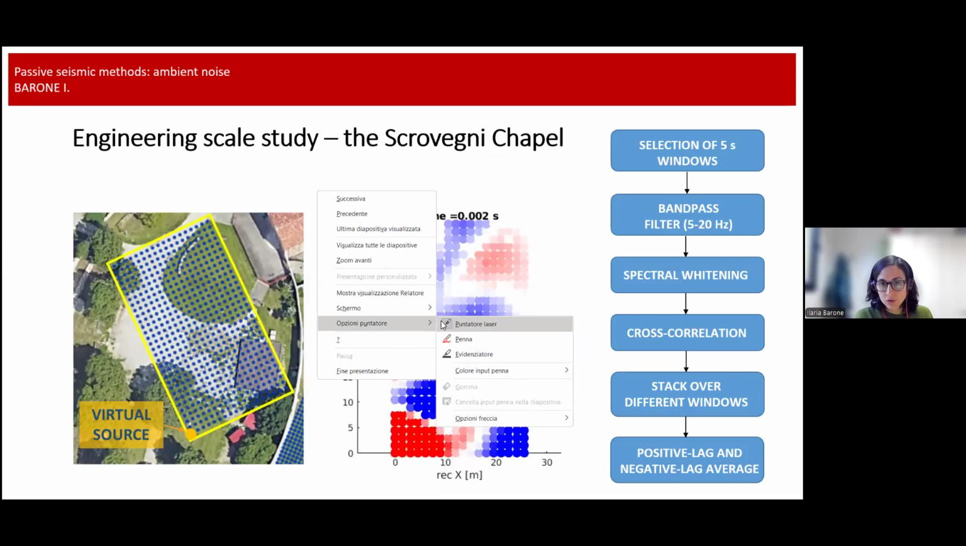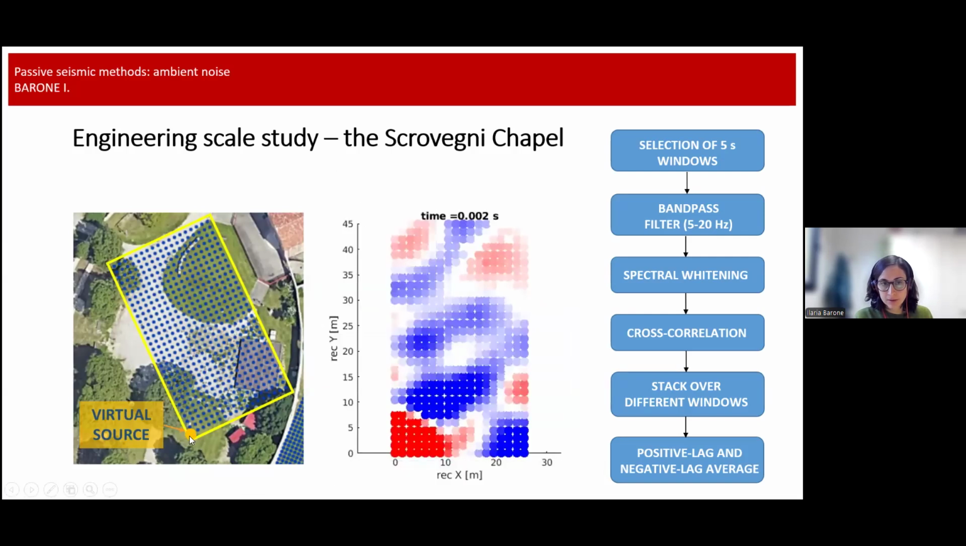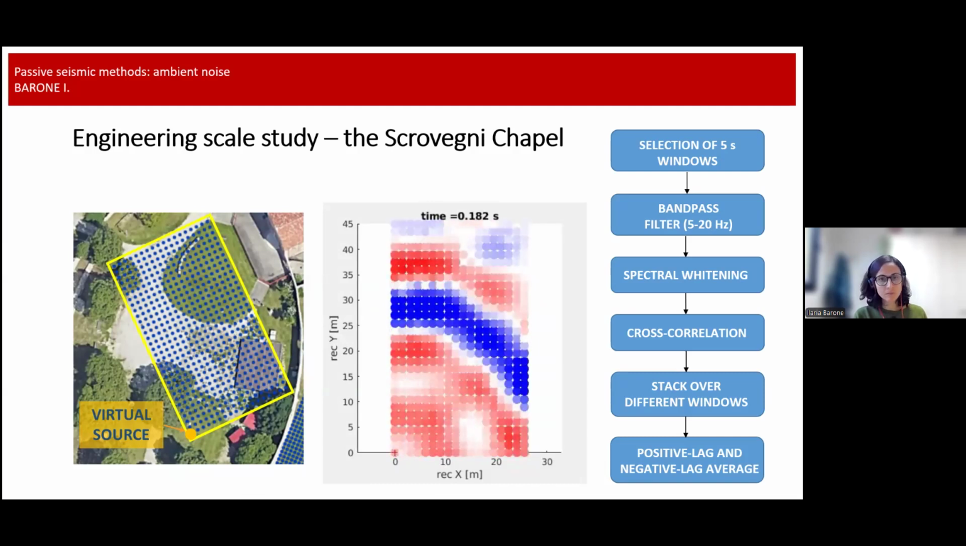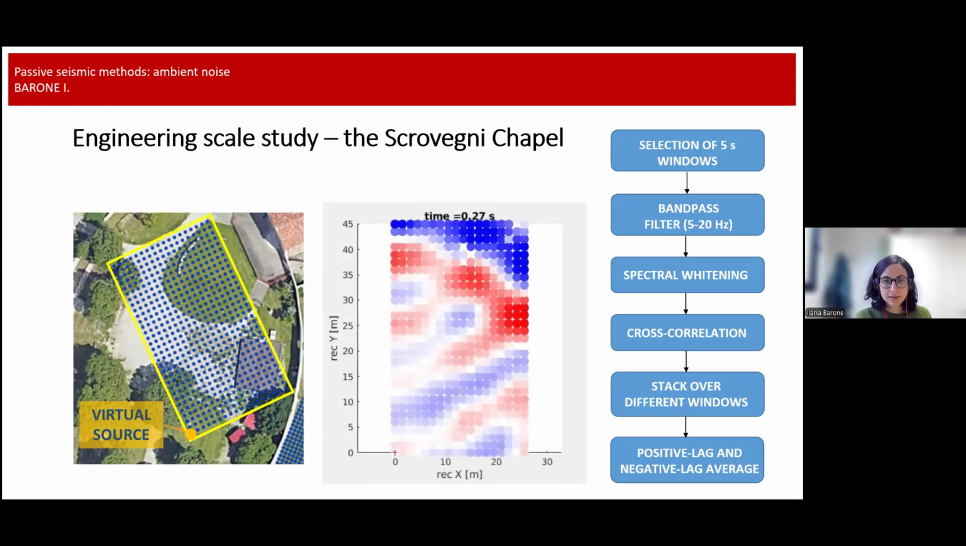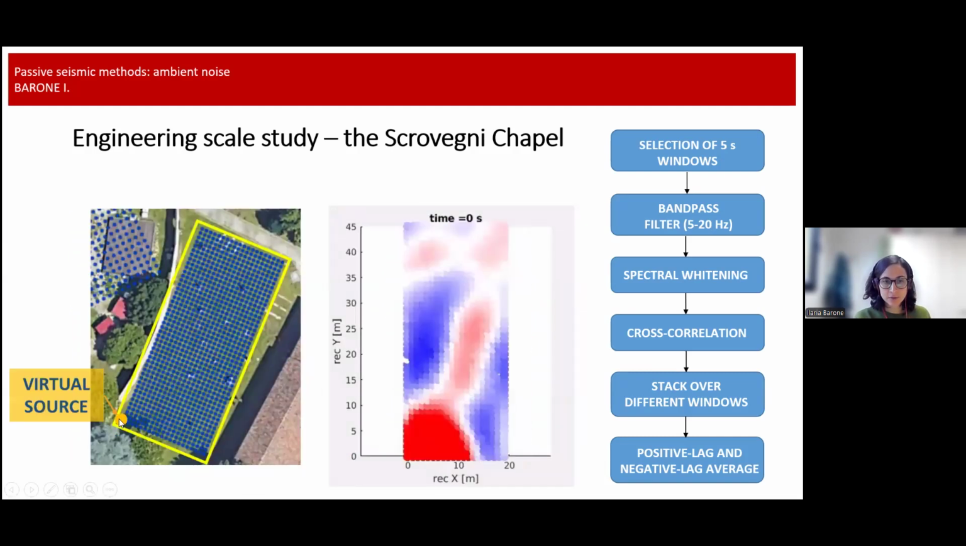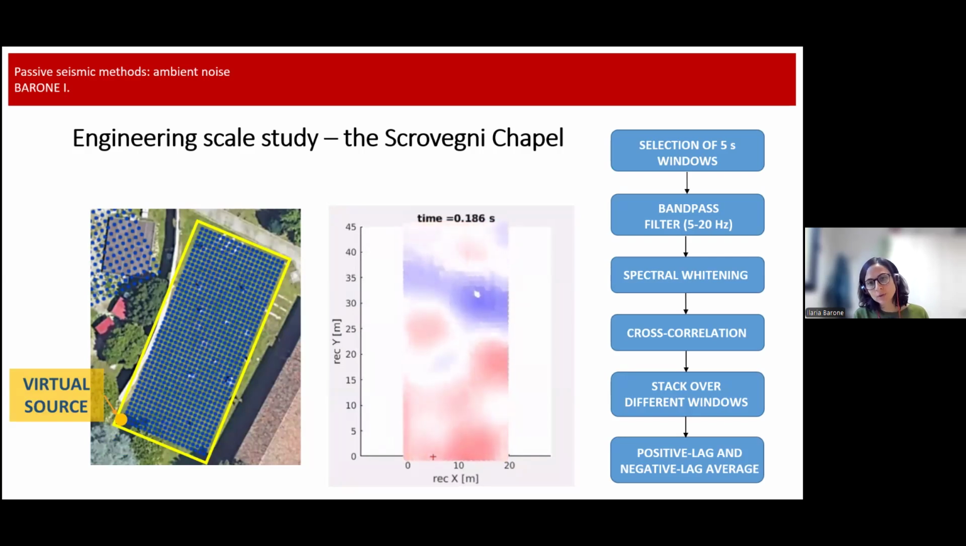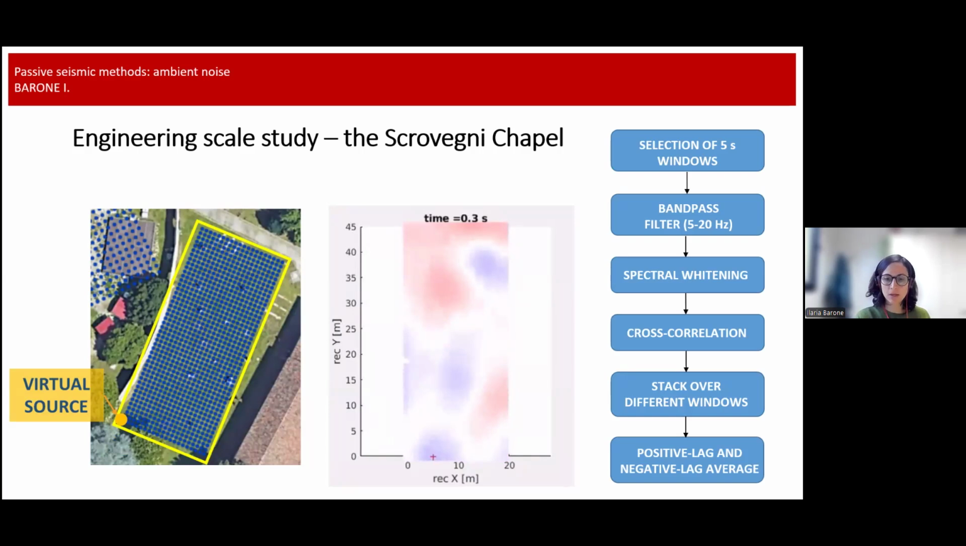Again, animations, let's say the wave propagation from this virtual source for the rectangle inside the amphitheater. And things work pretty well. And the same exercise for the rectangle outside the amphitheater. In this case, let's say it works well, but not as well as before. And we will see that in a while.